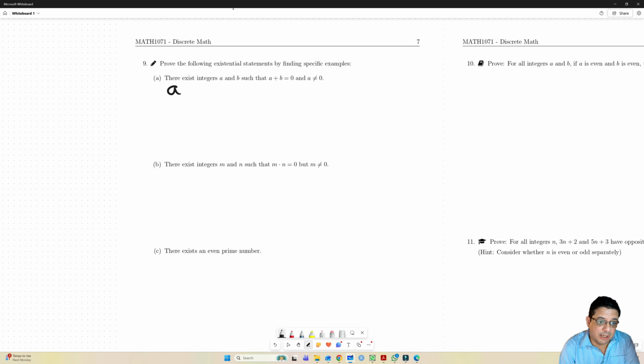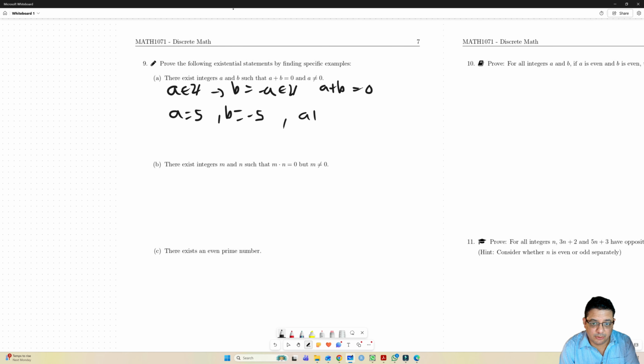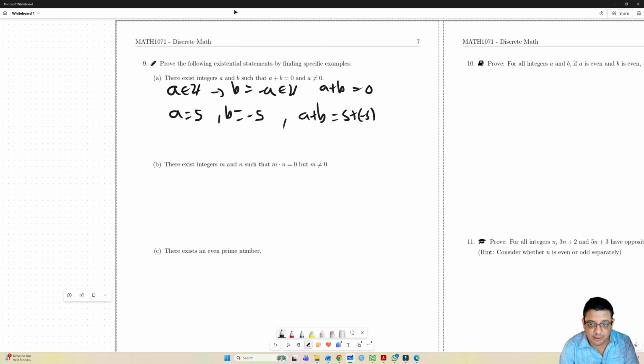Given that a belongs to the integers, you can always think of b as minus a. That's going to be an integer as well. And notice that a plus that b is going to be 0. A particular example that's going to work for our existence will be a equals 5 and b equals minus 5. If you add those two, then you're going to have 5 plus minus 5, and that's going to be 0.